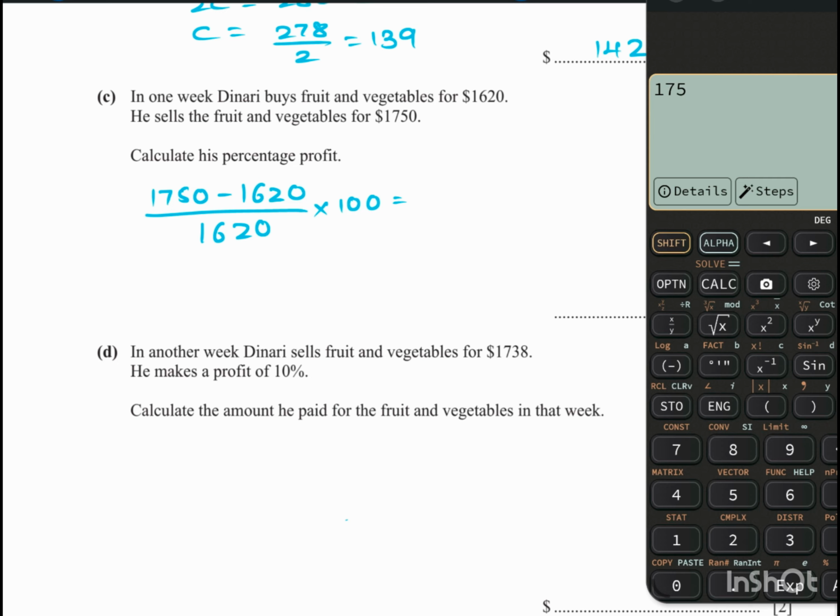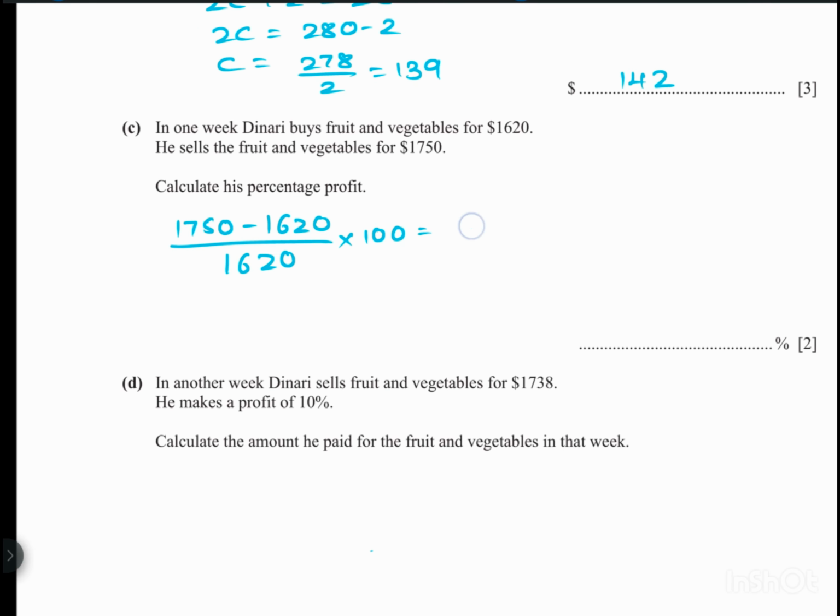1750 minus 1620 will be 130, divided by 1620, into 100 will be the percentage. 8.02469. So it can be rounded to 8.025.